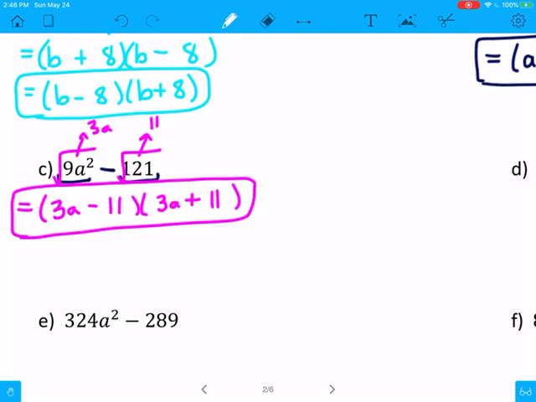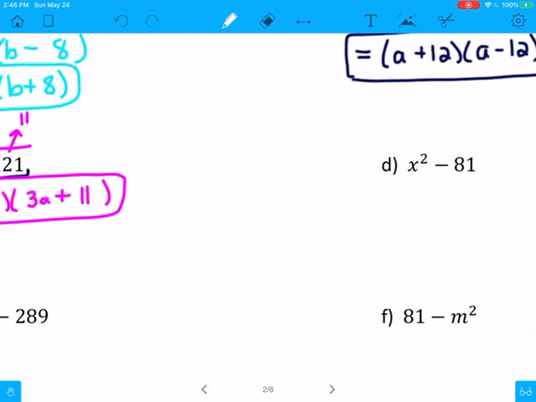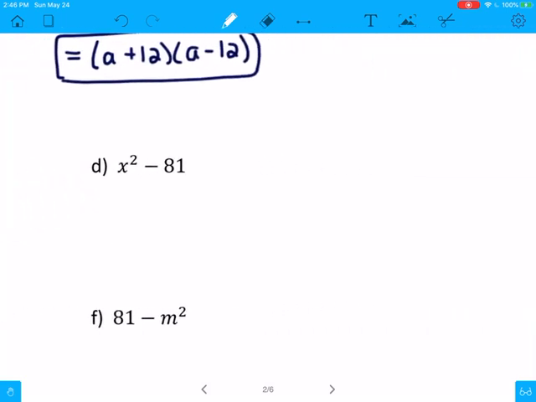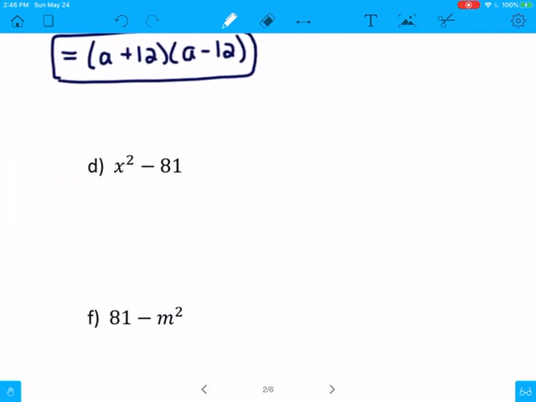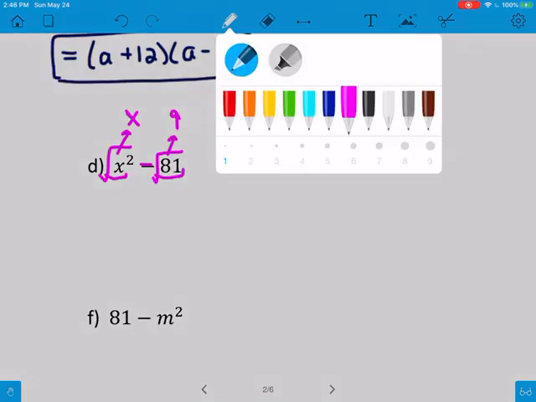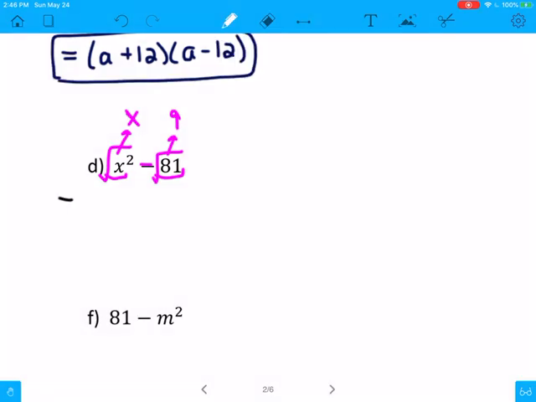So you can try the last ones and see how you do. Pause and then check and see if you get them right with me. So right now I would pause and do D. So I have two terms, minus sign. Square root of x squared is x. Square root of 81 is 9. No decimals, so I have a difference of squares. My difference of squares is going to be equal to x in the front of each bracket, 9 at the back, plus or minus.